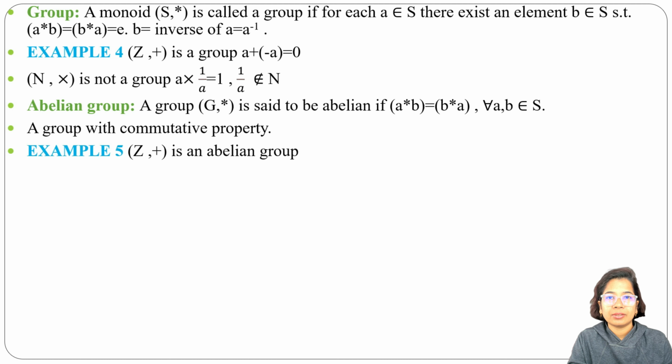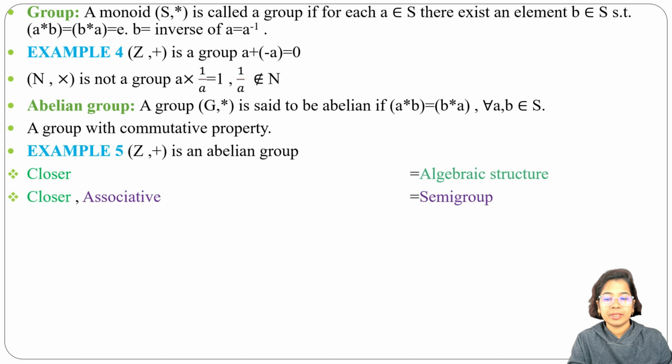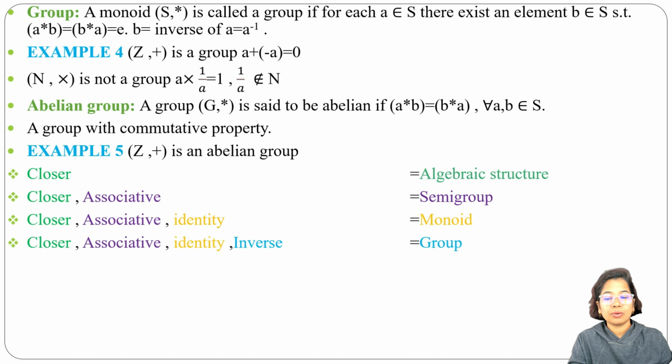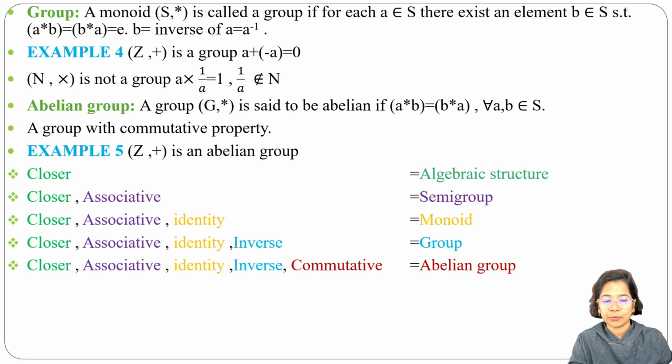So let's gather all these. If it is closure, then it is an algebraic structure. If it is closure plus associative, then it's a semigroup. If it is closure, associative and an identity element exists, then it's a monoid. If it is closure, associative, identity and inverse, then it's a group. If it is closure, associative, identity, inverse and commutative, then it's an Abelian group.